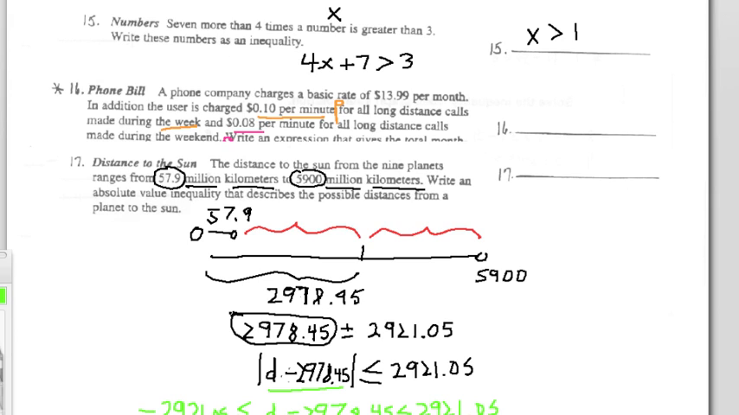And when you add 2978.45, you'll find the distance is going to fall in this interval right here, the one I described right there. Okay, good luck. Oh, I'm sorry, but this was the answer. Just to be perfectly clear, this was the answer for writing the possible distance in inequality form.